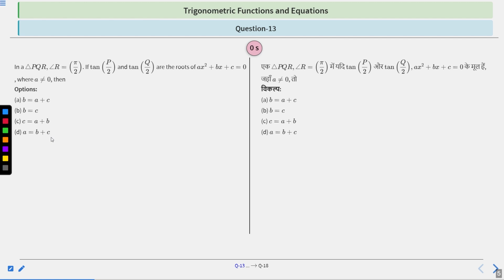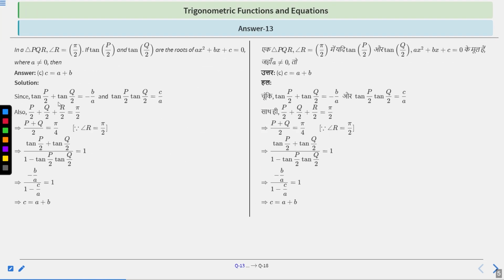Okay, let's move to the solution part. Since tan P by 2 and tan Q by 2 are the roots of this quadratic equation, therefore, tan P by 2 plus tan Q by 2 will be equal to minus b by a, and tan P by 2 into tan Q by 2 is equal to c by a. Also, if P, Q, R are angles of a triangle, then P plus Q plus R is equal to pi. Therefore, P by 2 plus Q by 2 plus R by 2 is equal to pi by 2, right? And we know that angle R is equal to pi by 2. Therefore, R by 2 will be equal to pi by 4, right? Therefore, P plus Q upon 2 is equal to pi by 2 minus pi by 4, which is pi by 4.